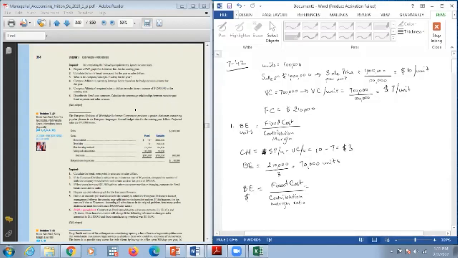So we have 210. Here we do this. Contribution margin ratio. The formula to calculate this is contribution margin divided by sale price. The other way to write that would be sale price minus variable cost divided by sale price. Each of these is per unit.